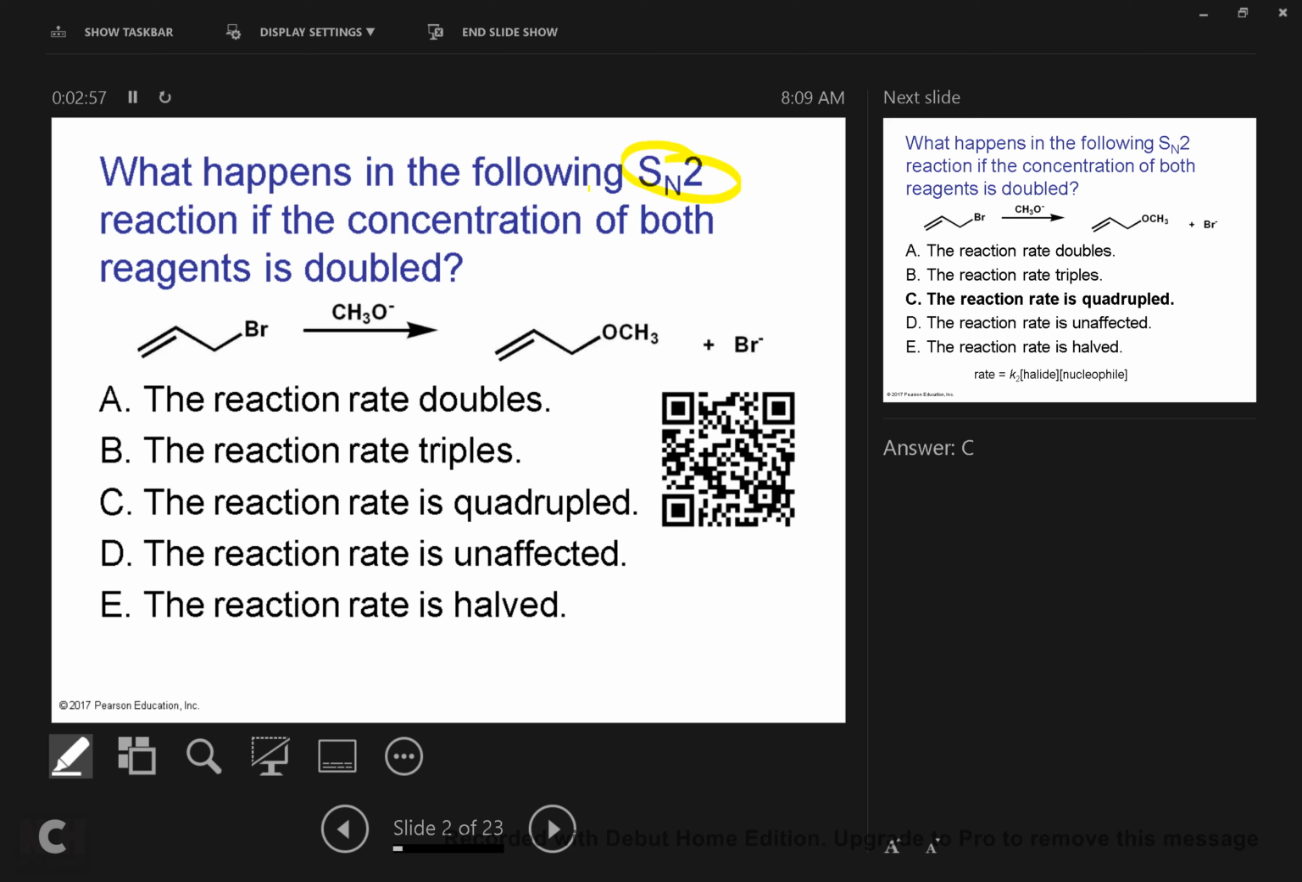So this is an SN2 reaction, right? So here we're dealing with an SN2 reaction. Meaning of an SN2, if you recall, we said it is SN2 because it depends on the concentration of the alkyl halide and on the concentration of the nucleophile. Okay? It depends on those two concentrations. And if it depends on those two concentrations, let's call this guy A.